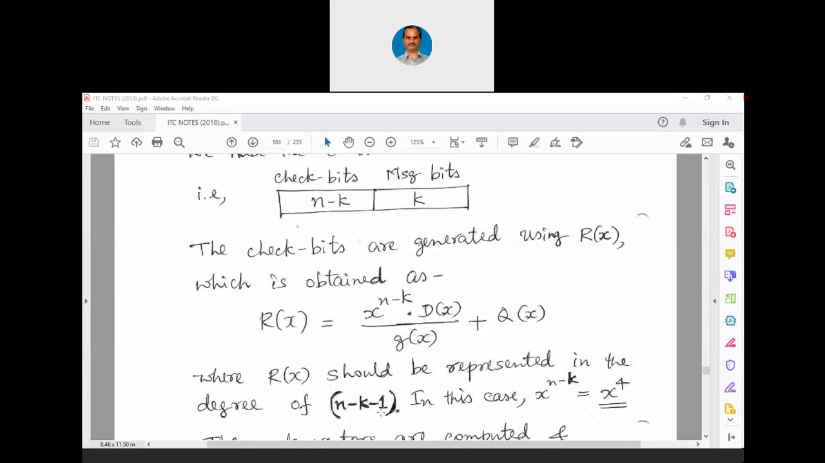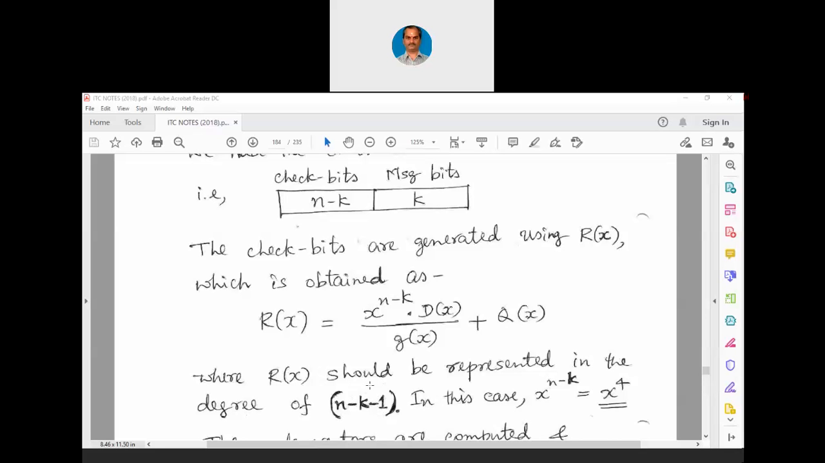I had some confusion in the last class about this. Today I am going to discuss in detail when I show you the table. Here I have written it as n minus k minus 1. Later on I have written as n minus k. That was the confusion. But when we have a 7,3 code, the remainder polynomial has to be written in the degree of 4. Means it has to be n minus k.